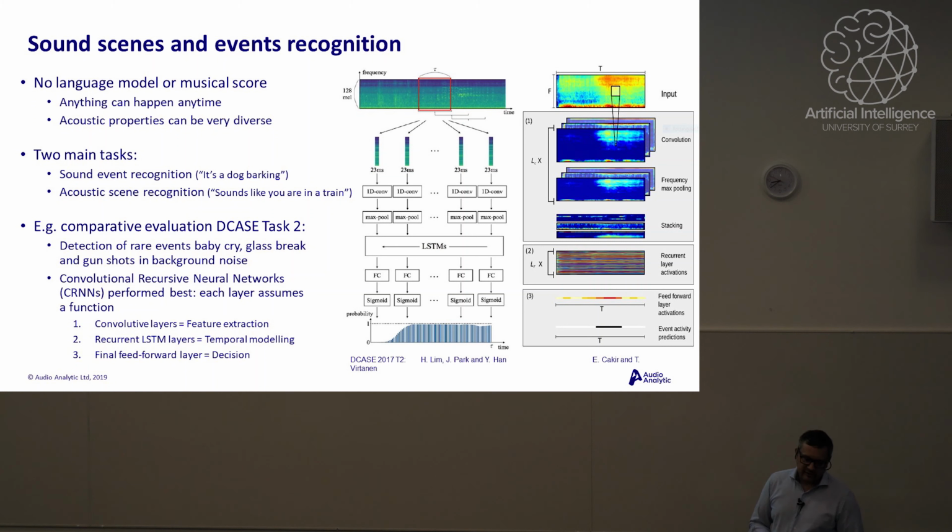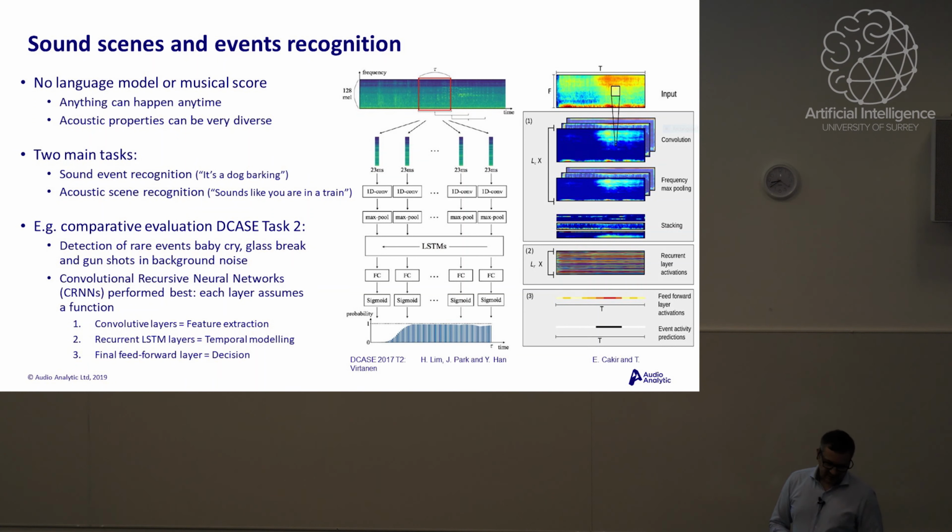You have 2 main tasks in sound scenes and event recognition. You have sound event recognition. What is it? Is it a dog? Is it a kitchen sound? Is it frying egg? Is it only Barbara? And you also have acoustic scene recognition. So sounds like you are in a train. Can you infer context information from sounds? Can you infer, for example, location? If you're in a restaurant, you're going to have babble noise and so on. So not trying to pinpoint a particular event, but trying to get information about the context.